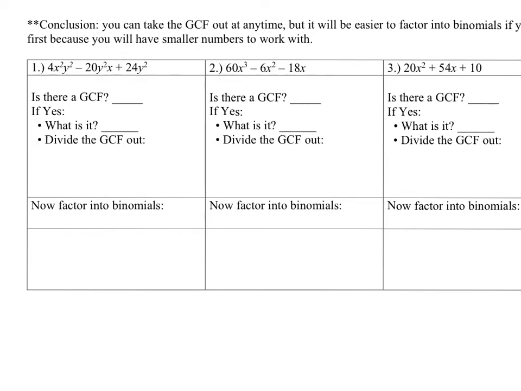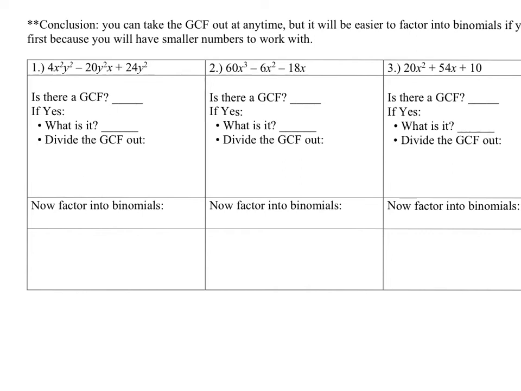So the conclusion that we can make by doing the problems that we just did is that you can actually take out your greatest common factor at any time, but it's always going to be easier if you pull out your GCF first, because then you have smaller numbers to work with and less things to try.